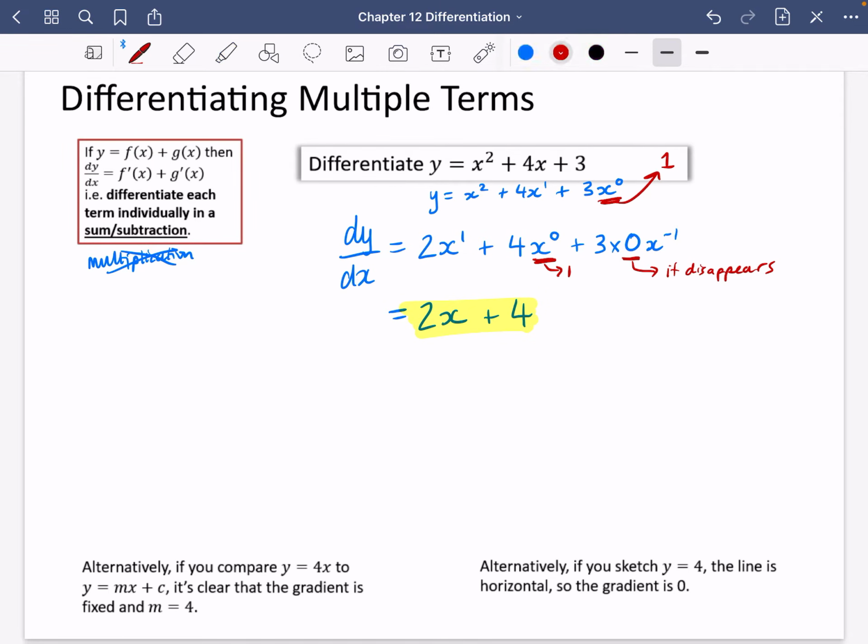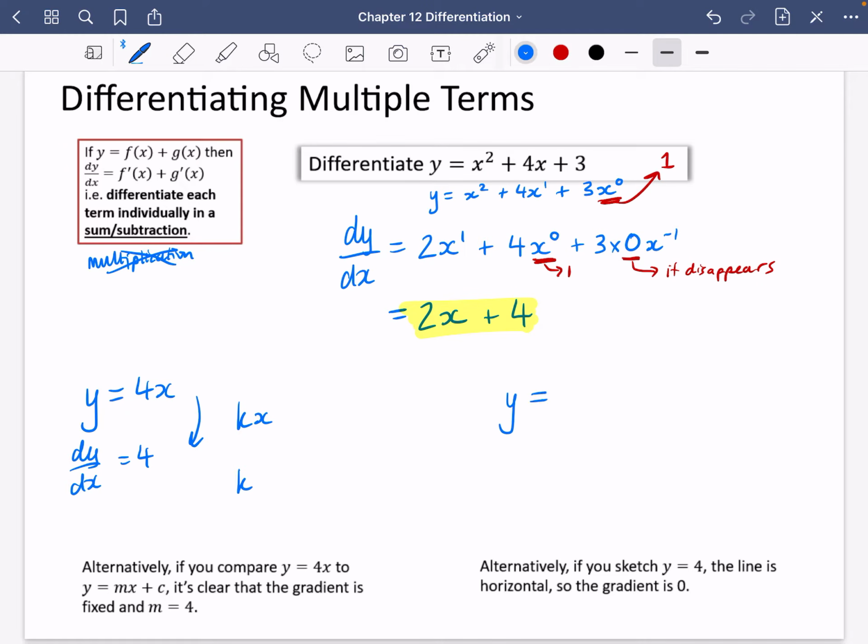So the couple of things I wanted to point out that I think are really important is if you have something like y equals 4x, when you differentiate it, you just get 4. In other words, if you have something that is just a constant and then x, it is just going to differentiate to the constant. So that's what I've said here. The other way you could think about this, if you just think about the function y equals 4x, we know that this is just a straight line. It's just y equals mx plus c. It's clear that the gradient is fixed and it's just going to be 4. So if you ever see something with just an x, you can just say it's going to become whatever the coefficient is.